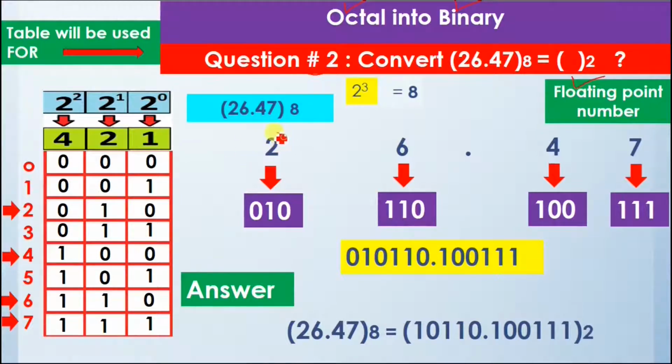First of all, we have the number 2 and we go to the table. Here is 2. So 2 is equal to 010 in binary. So we write 2 as 010.